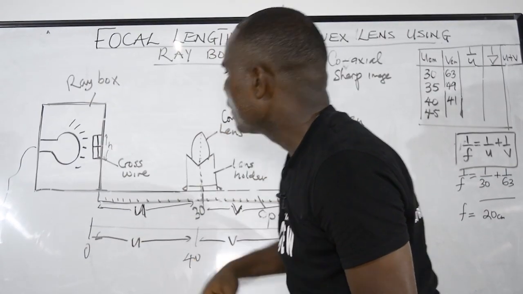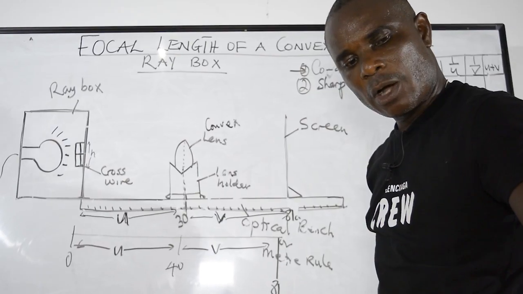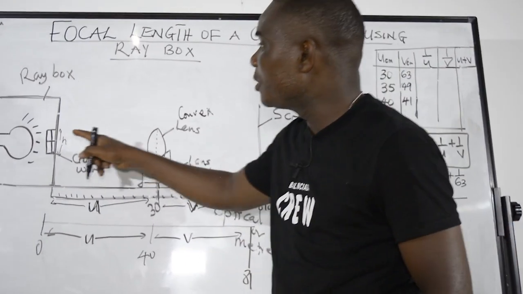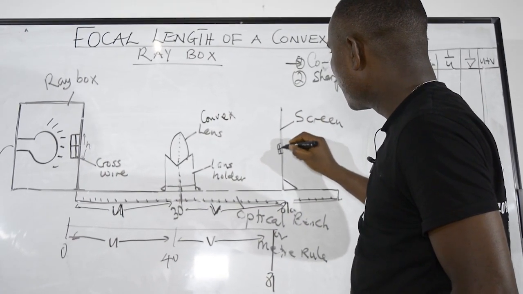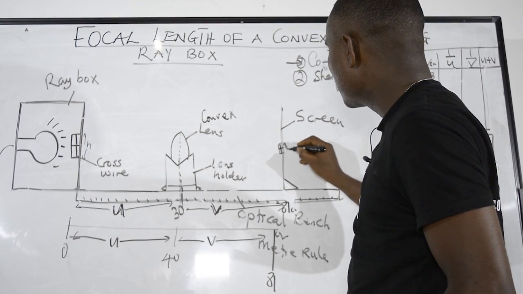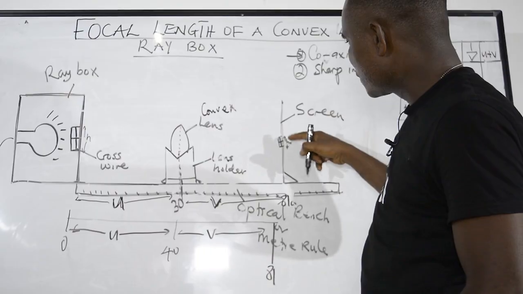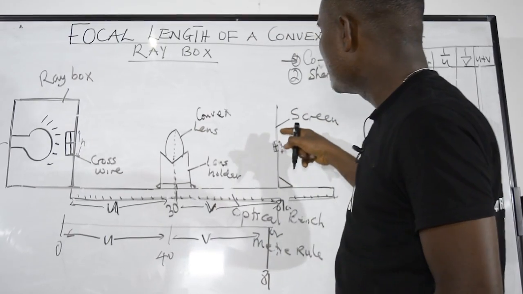Let's say h there. That is constant, because the cross wire, the size of the hole, is not going to change throughout the experiment. But the image here, as you capture it, let's call it HO, keeps changing. So now you can also be asked to find the object height and the image height.